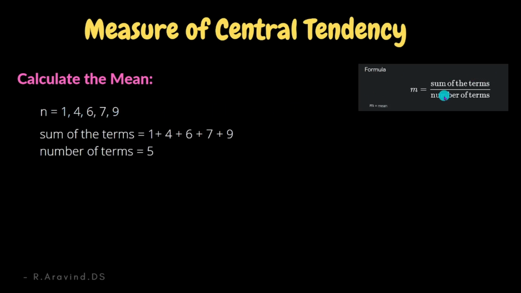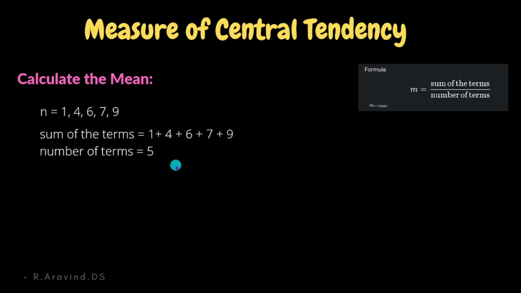Let's go to the first thing, the sum of terms here. So what is sum of terms? Sum is simply adding the terms, right? So I'm just adding 1 plus 4 plus 6 plus 7 plus 9. Then I'm going to the number of terms here. Number of terms means how many data points we have. So I have 1, 2, 3, 4 and 5. So I'm referring to the 5. Now pause the video and try to calculate this mean.